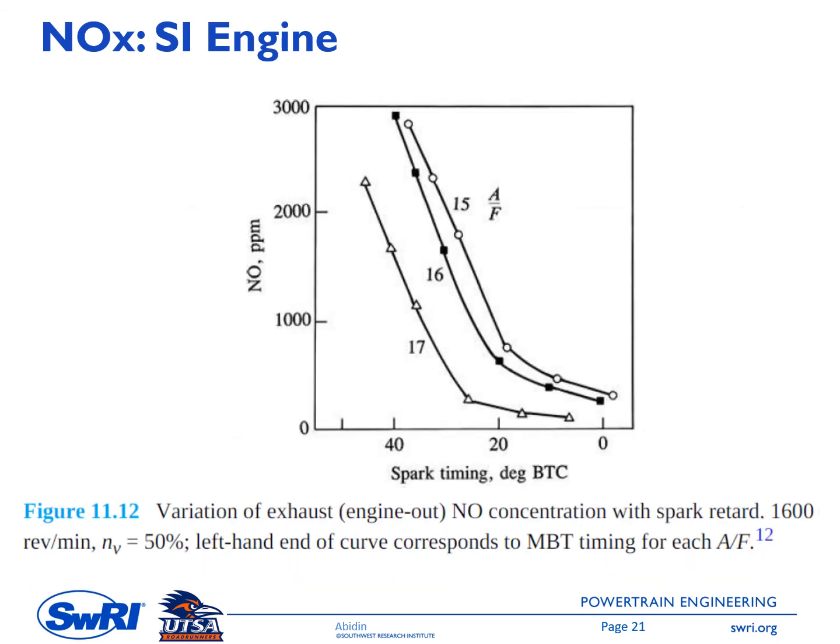Spark timing has an impact on the NO production. This figure is showing the variation of the exhaust engine-out NO concentration with the spark timing. As we advance the spark timing, the combustion pressure and combustion temperature increase, and thus increase the NO production. As you can see in here, the NO increases with advanced spark timing.